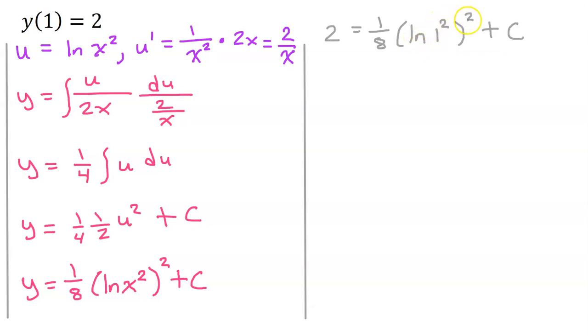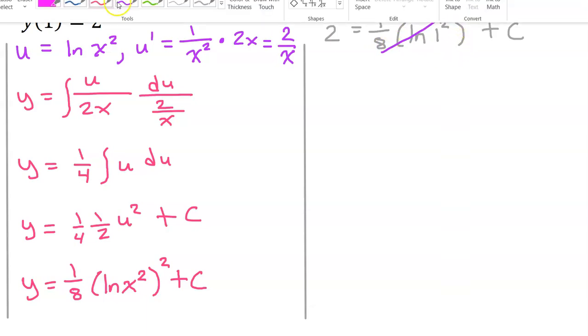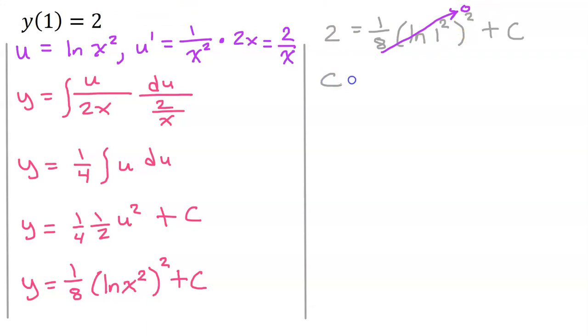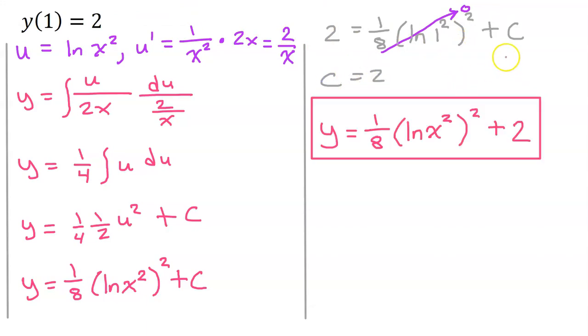0 squared is just 0. 1/8 times 0 is 0. So this entire term has a value of 0. That means that c is equal to 2. Substituting 2 in for c, and we have a particular solution to the differential equation that satisfies the initial condition.